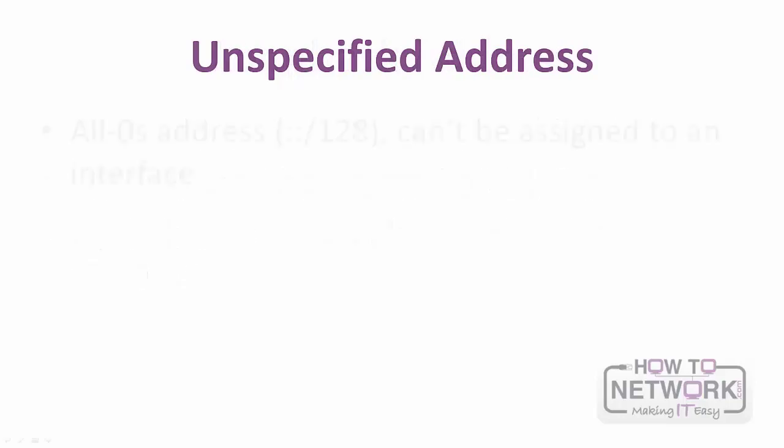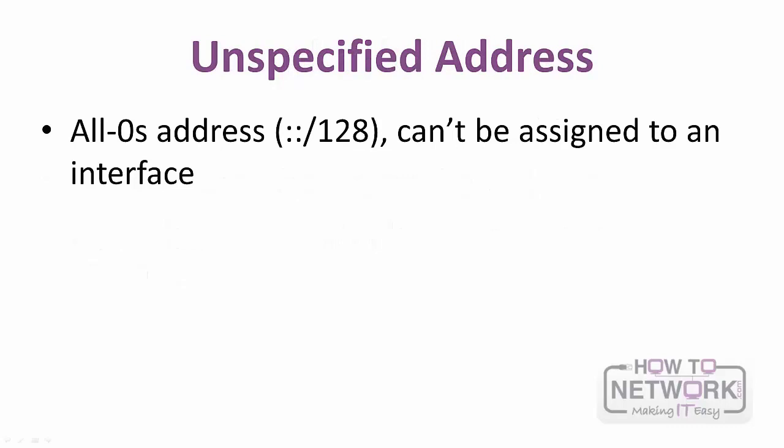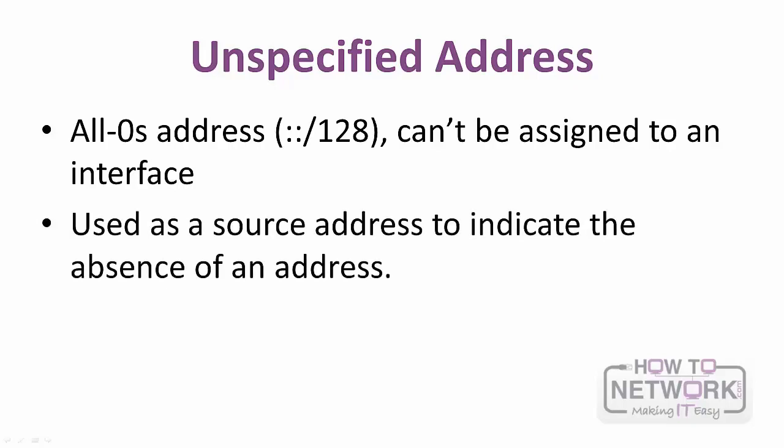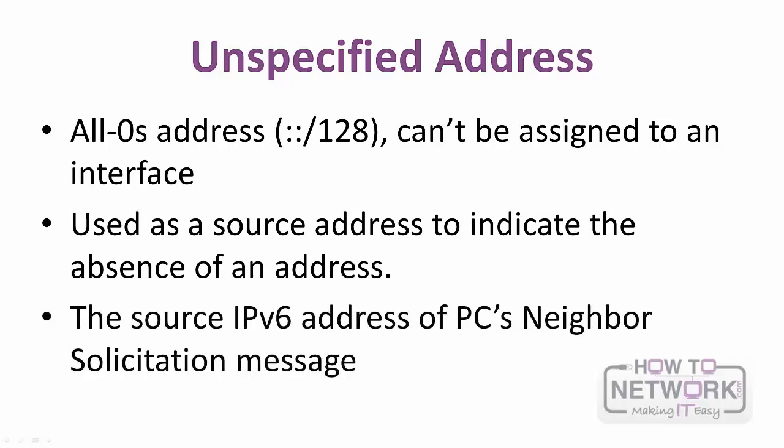An unspecified unicast address is an all zeros address, ::/128. It can't be assigned to an interface. It is used as a source address to indicate the absence of an address. The source IPv6 address of PC's neighbor solicitation message is an unspecified address because it does not yet have a valid IPv6 address to use.